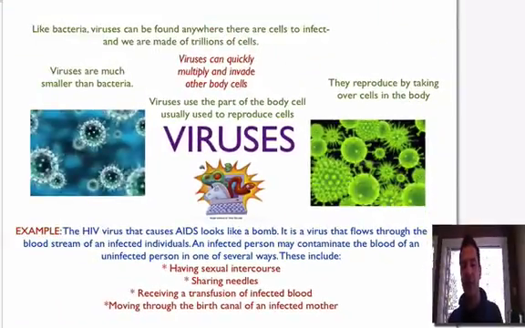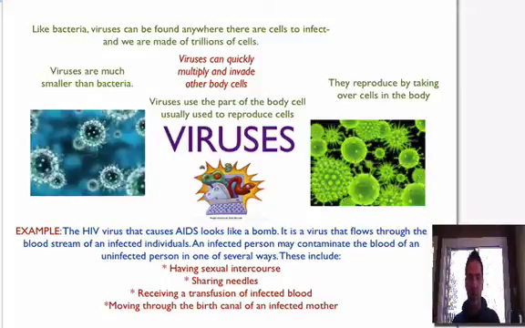Now, the second thing we need to discuss is viruses. Now, these are another type of pathogen. So, like bacteria, viruses can be found anywhere there are cells to infect. So our body is made up of trillions of cells, so we are going to find viruses within us. But they're also very small. These viruses are actually smaller than bacteria.